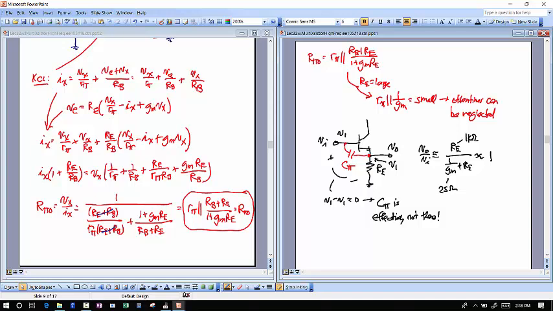Yes? Wouldn't C pi by definition have 0.7 volts across it? But that's a DC voltage, right? So we're worried only about AC voltages. Capacitors are only there for AC voltages. For DC, the capacitor is an open circuit, right? And so it's only the AC sense.